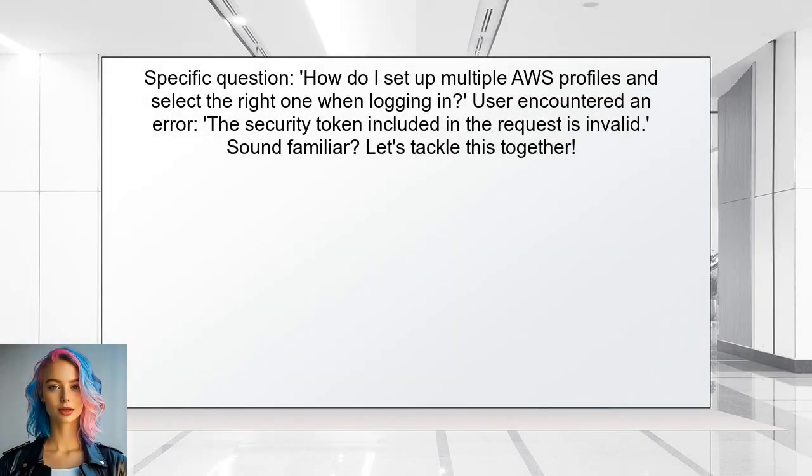Let's dive into the specific question at hand. One user recently asked, "How do I set up multiple AWS profiles and select the right one when logging in?" They mentioned encountering an error that says their security token is invalid. Sound familiar? Let's tackle this together.